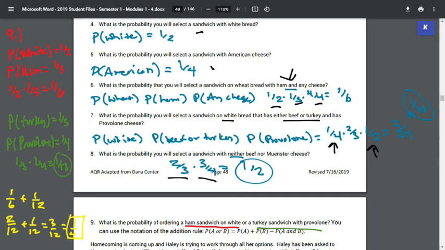And then lastly, in number 9, I have 2 scenarios going on with the probability of ordering a ham sandwich on white. So right here in red represents that, so I get 1/6. Turkey with provolone cheese, so right here in green represents that, I get 1/12. And then because there's an "or" right here, I'm going to add those together. So add them, change, and get a common denominator. And I get 3/12, or when I reduce that down, I'm going to get 1/4, so a 25% chance there.